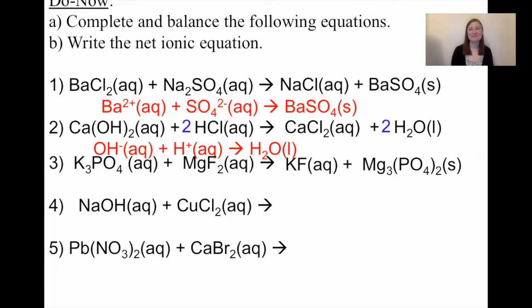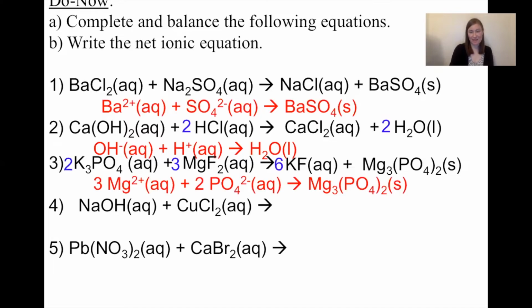And make sure that you've written the correct formula for magnesium phosphate, right? You have to use the crisscross rule to make sure the charges are balanced. So we've got Mg2+ and PO4 3-. If you crisscross those charges, Mg3(PO4)2. Good, so that formation, that's our net ionic equation. I guess we should balance the original equation first, and then there's our net ionic equation.